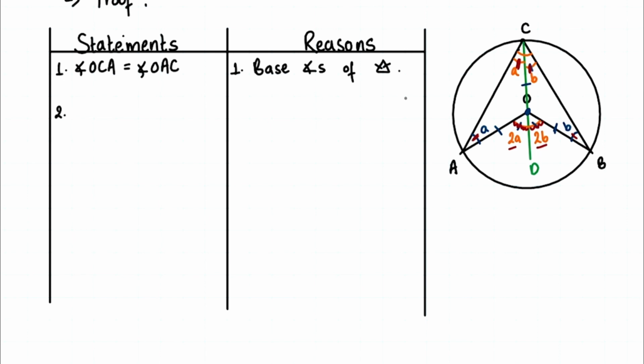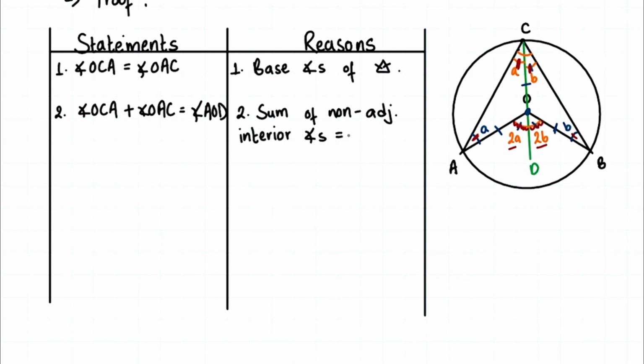Our second statement is going to be A plus A is 2A. So angle OCA plus angle OAC, when we add these two angles, it should give us this exterior angle, AOD. The reason is the sum of non-adjacent interior angles is equal to the exterior angle. So we have this angle OAC plus this angle OCA is equal to AOD.